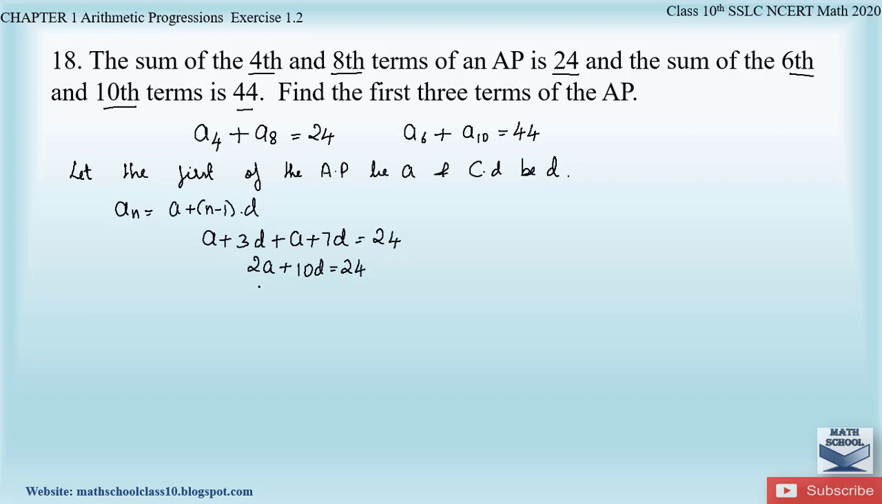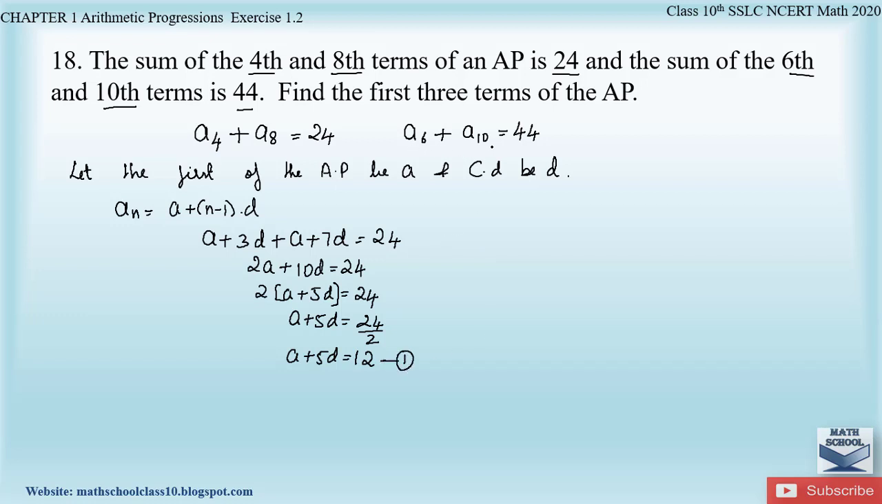If we take 2 common out from here, it will be a plus 5d, since 2 fives are 10, so it is 2 times (a plus 5d) is equal to 24. This is the multiplication between 2 and a plus 5d. If you bring it to the right hand side, it will become division, so it will become a plus 5d is equal to 24 by 2, or a plus 5d is, 2 ones are 2, 2 twos are 4, so a plus 5d is equal to 12. Let this be the equation 1.